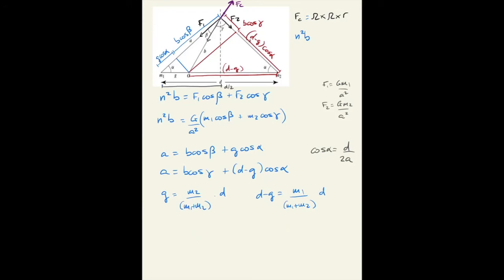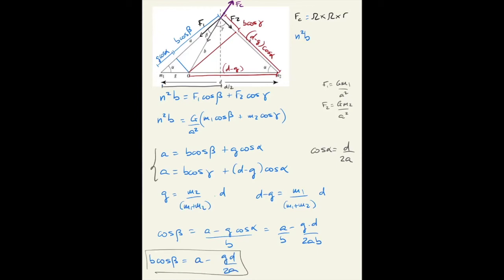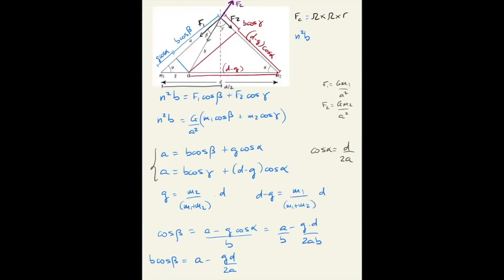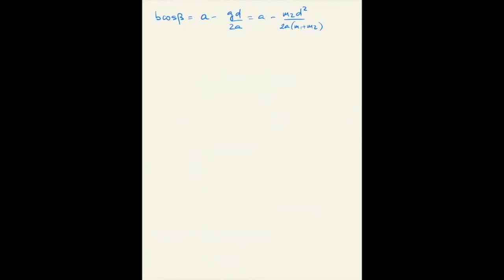So if we go back to our equation here, we have cosine of beta and cosine of gamma. Let's eliminate them using our expressions. We have these two expressions here. So let's solve the first one here for cosine beta. There is A minus G times D over 2A and over B in both terms. So let's multiply by B. We have then B cosine of beta is equal to A minus GD over 2A. Now let's solve the second one for cosine of gamma. B times cosine of gamma is equal to A minus D minus G times cosine of alpha. Cosine of alpha is D over 2A. And substitute the G here, the distance to the center of mass, and also the equation for D minus G from the center of mass.